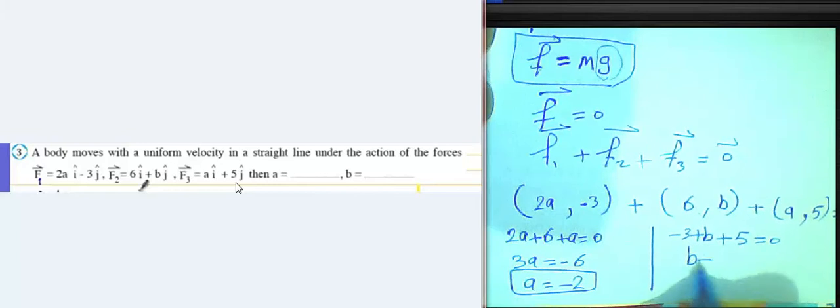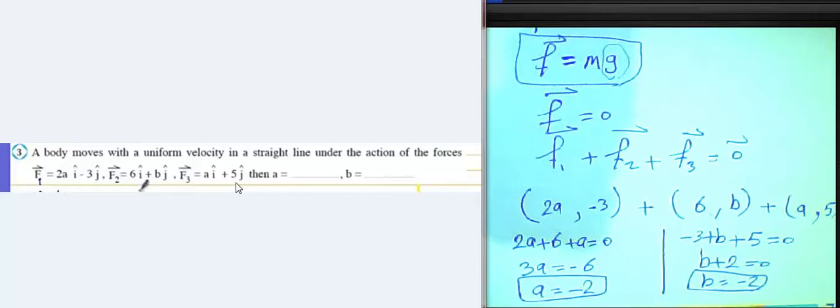And here b plus 2 equals 0, then b will be equal to negative 2. This is the result of this example.